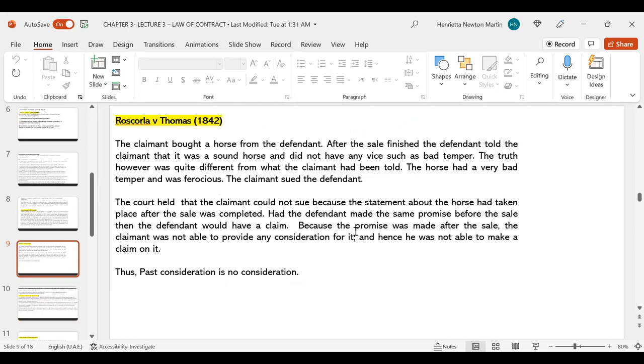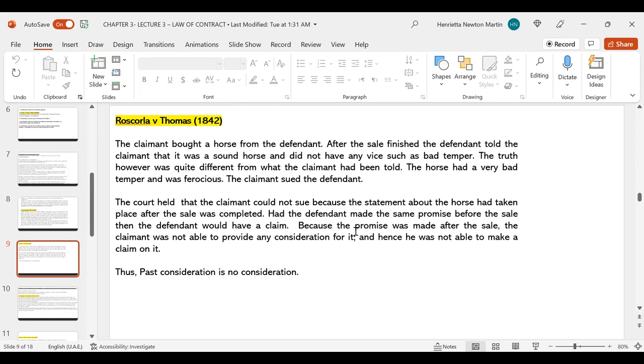Next is Roscorla v Thomas, a case from 1842. I don't have the entire citation, just the year. The claimant bought a horse from the defendant. After the sale finished, the defendant told the claimant that it was a sound horse. That means it was mentally sound and did not have any vice, such as a bad temper. The truth, however, was quite different from what the claimant had been told. The horse had a very bad temper and was ferocious. So the claimant sued the defendant.